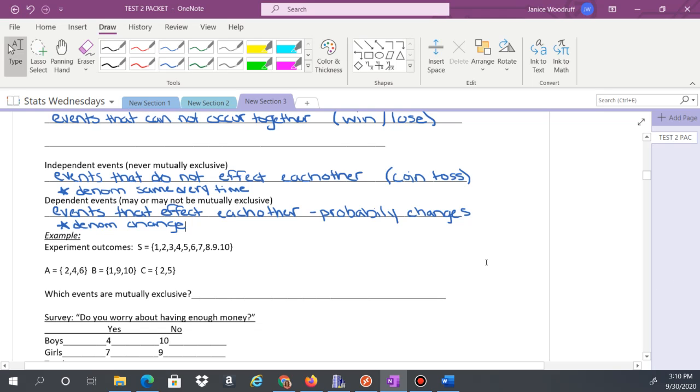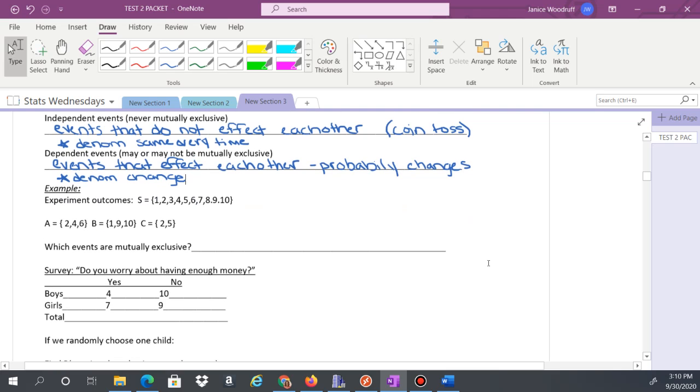All right, so let's do some examples here. So this is an experiment outcome. Let's say we have a slip of paper. We've got 1, 2, 3, 4, 5, 6, 7, 8, 9, 10 on them. Each paper is numbered, and I'm going to do 3 separate pulls out of the piece of paper. Okay, and then these are the outcomes.